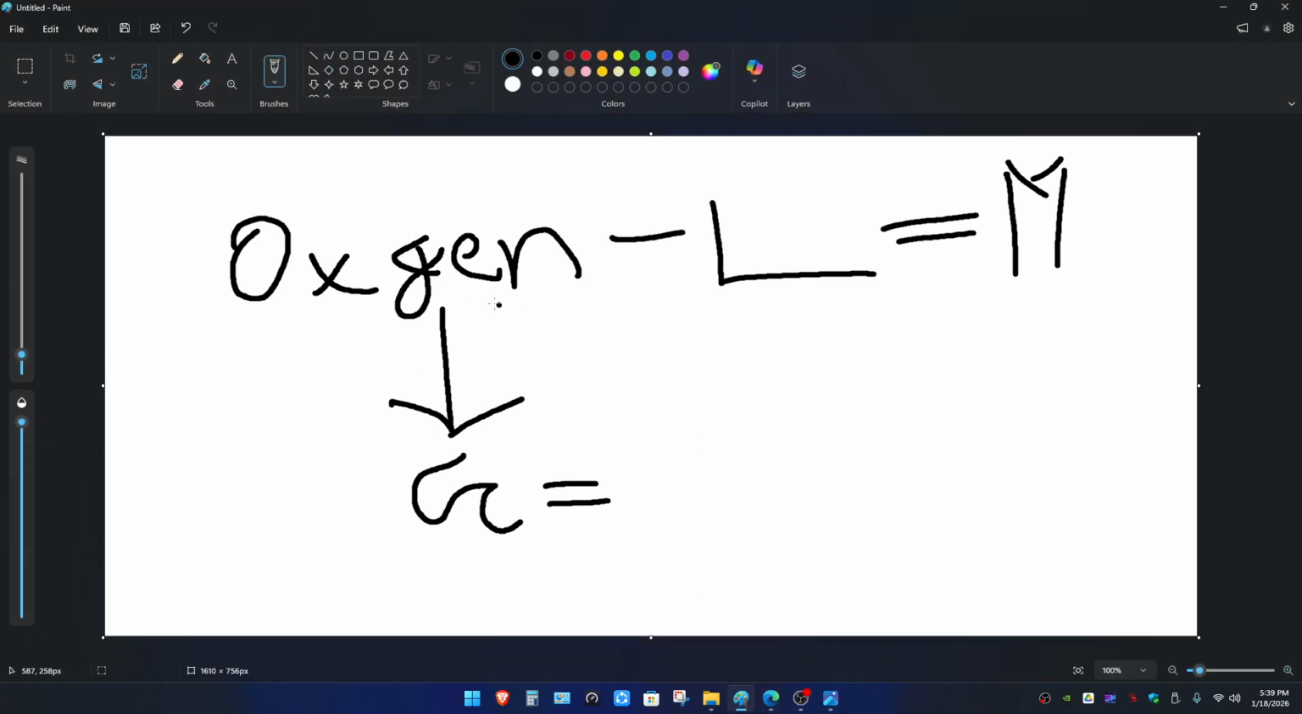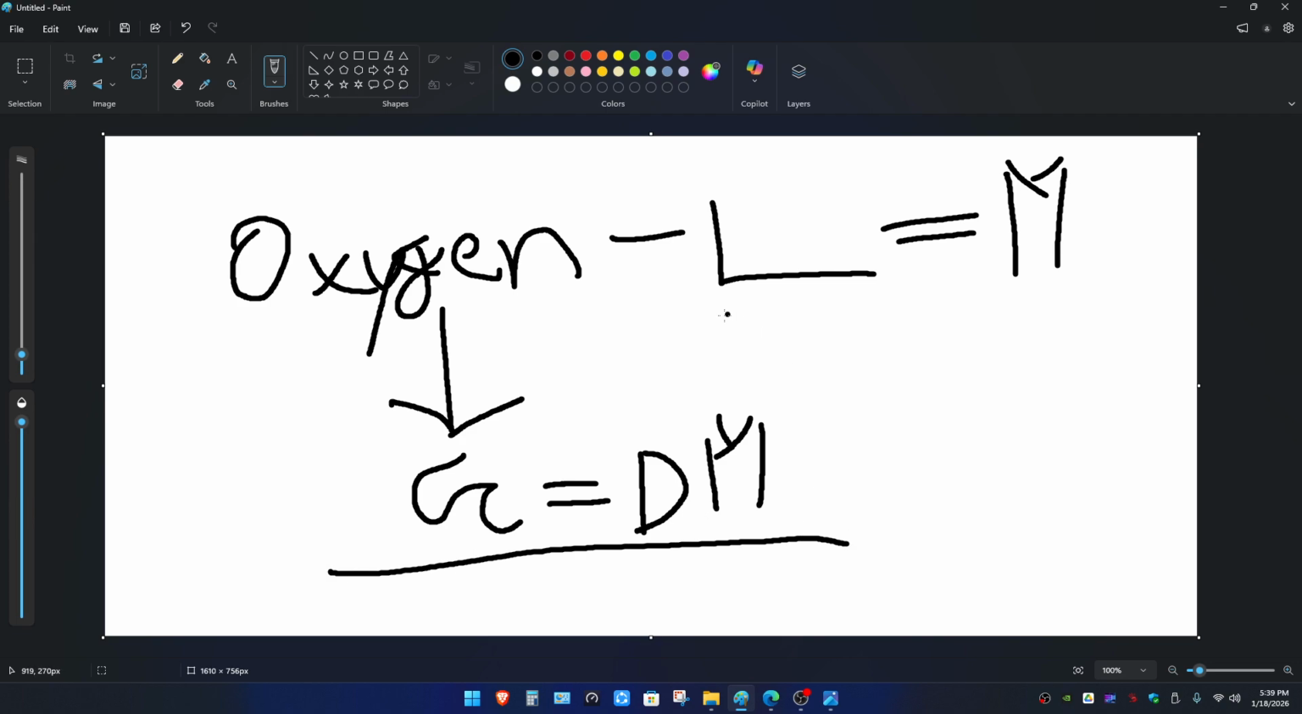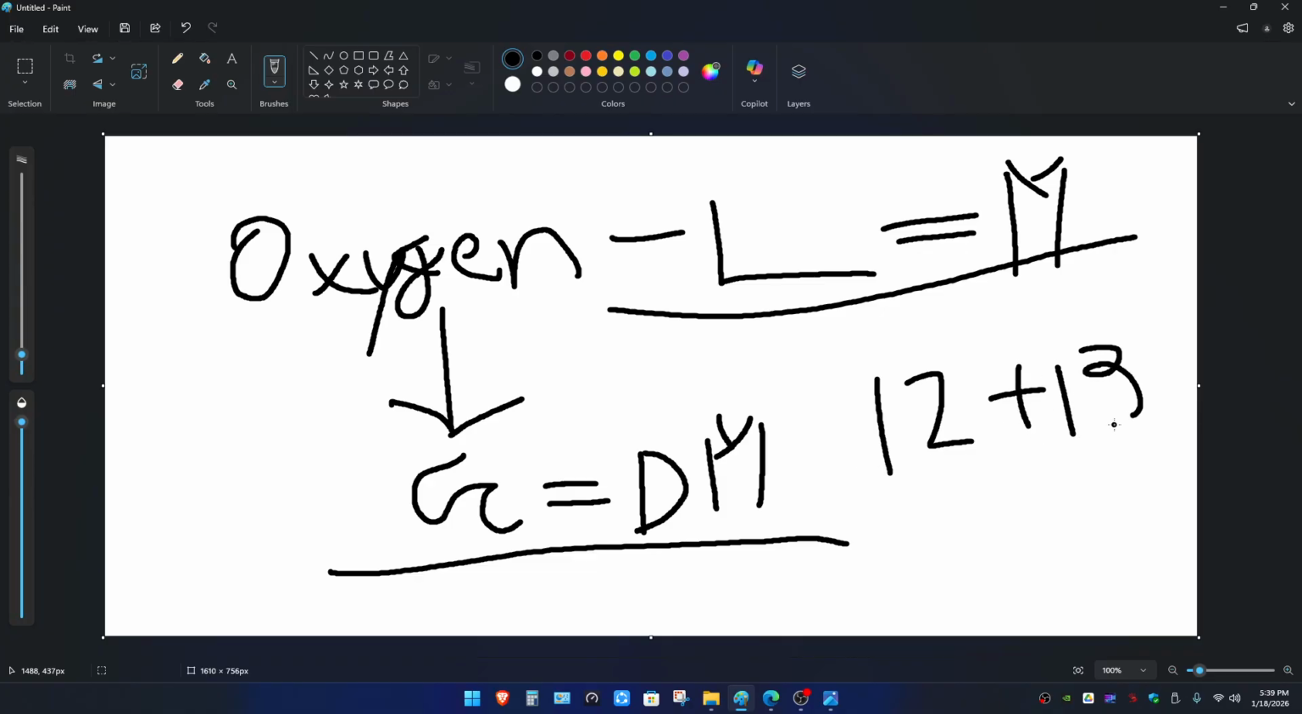So in gas form, oxygen is diamagnetic. At liquid temperature, liquid oxygen is extremely cold, which is why it is magnetic, and when it comes into a gaseous form, it becomes diamagnetic. Why this happens, my positive 12 and 13D will explain this.